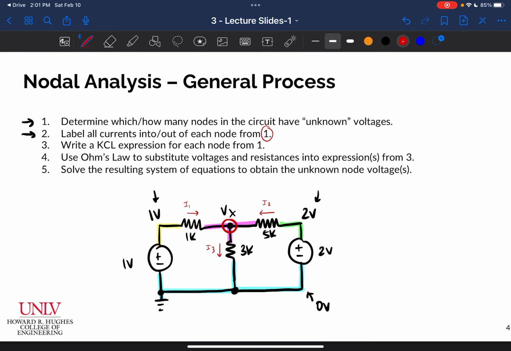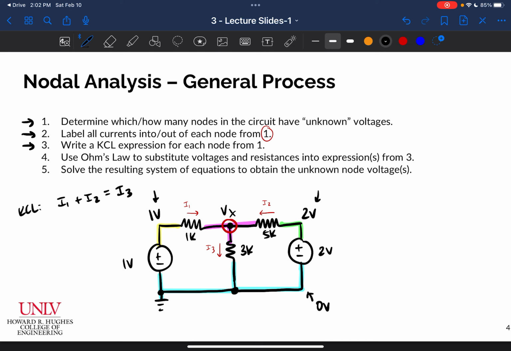Okay, so the third step says write a KCL expression for each node from part 1. Again, there's only one node that we're interested in, and that's Vx. And so let's go ahead and write that expression. That's going to say from KCL, that I1 plus I2, right? The sum of my currents entering the node is equal to the sum of my currents leaving the node. Well, the only current leaving the node is I3.